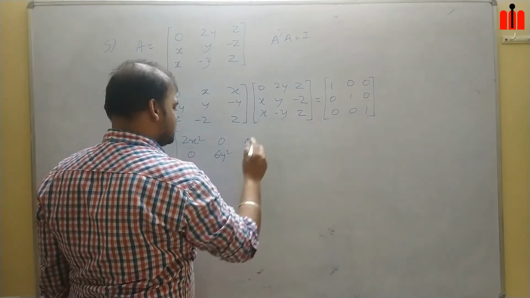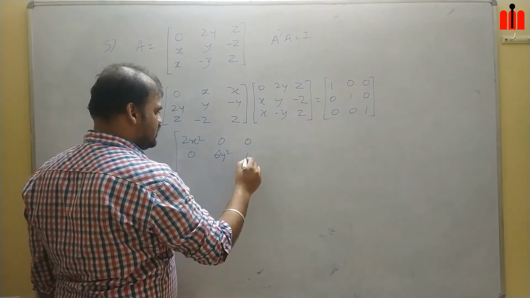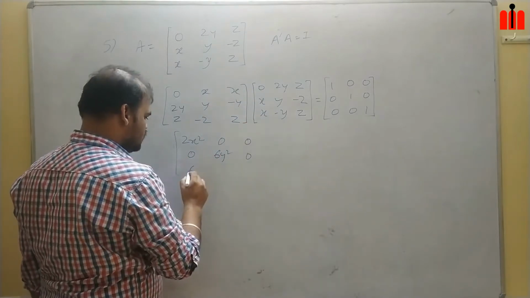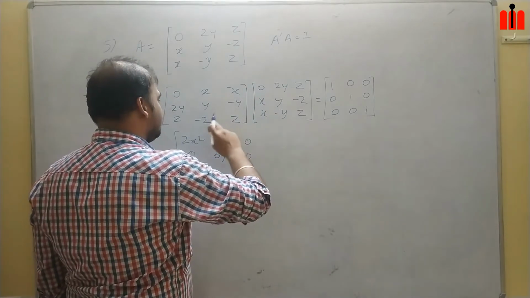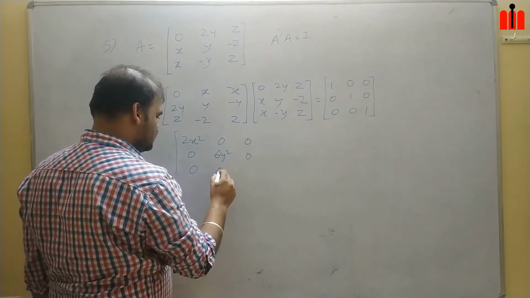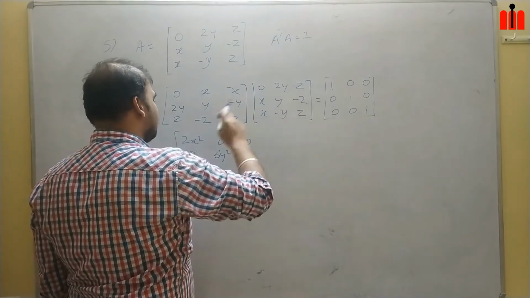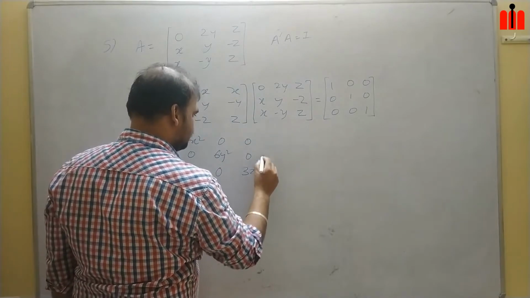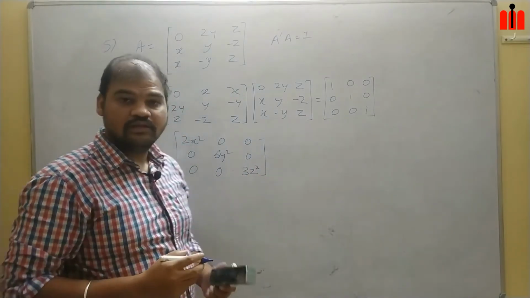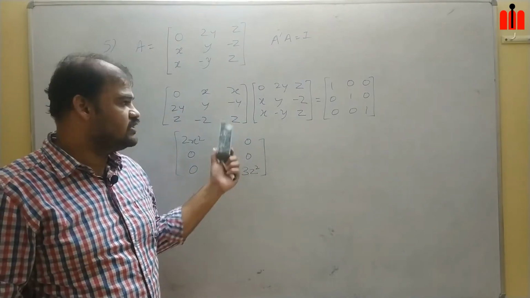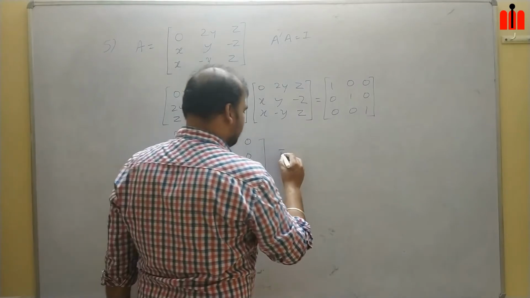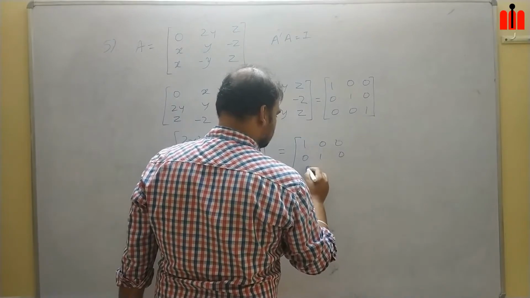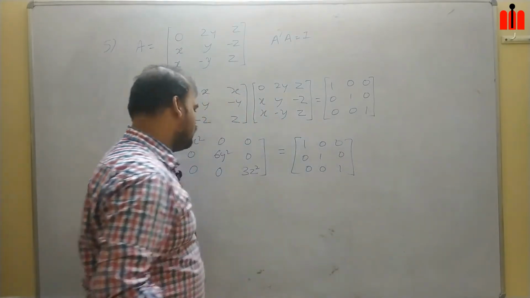2yz minus yz minus yz, so 2yz minus 2yz, it is 0. Then zero, minus zx plus zx, 0. 2yz minus yz minus yz, 0. Then z square plus z square plus z square, 3z square. So this is the product of these two matrices, and it will become [1 0 0; 0 1 0; 0 0 1].